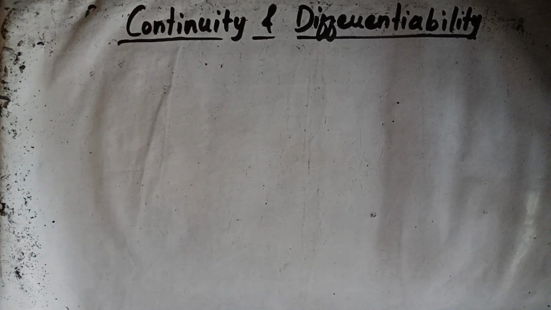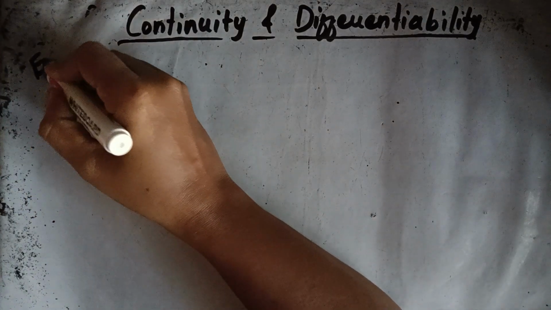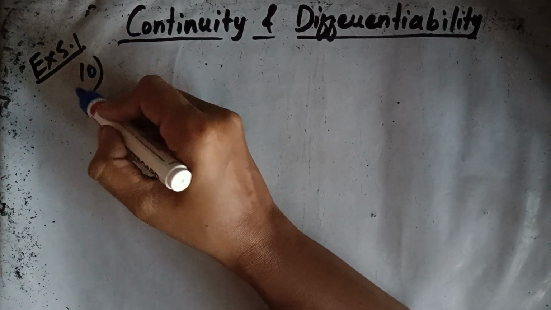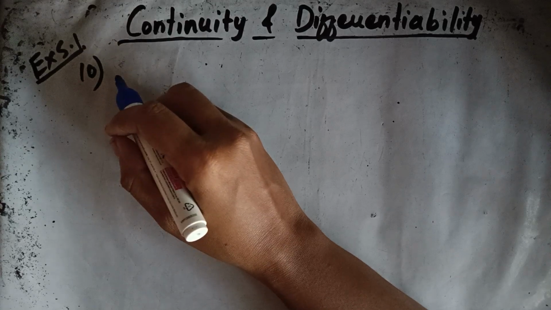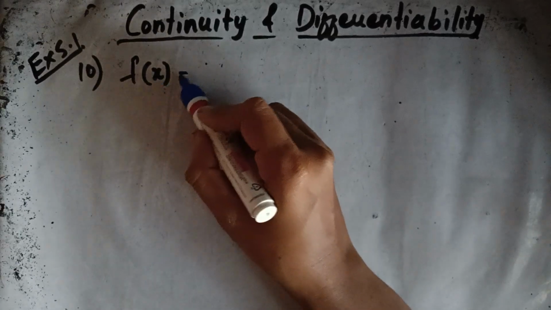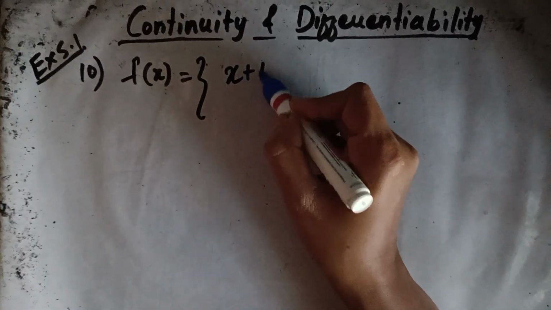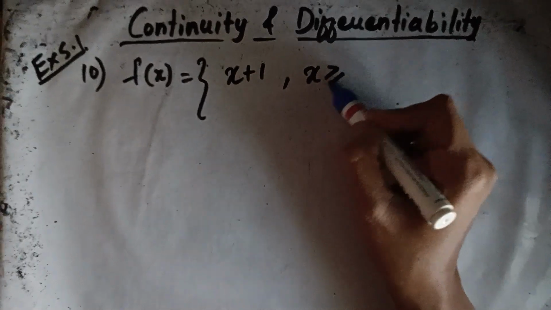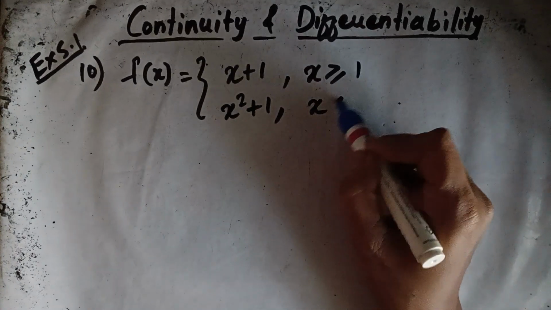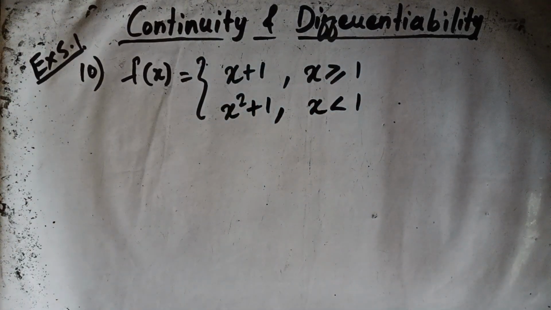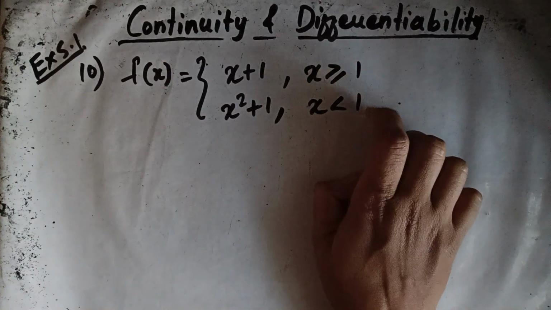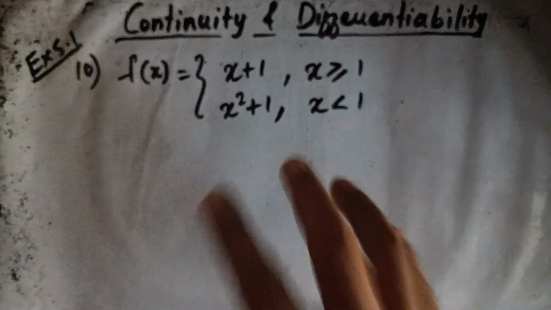Hello students, so we were doing exercise 5.1. The next question is question number 10. Find all the points of discontinuity of f, where f is defined as f of x equal to x plus 1 if x is greater than or equal to 1, and x square plus 1 if x is less than 1. So we have to find the left hand limit and right hand limit around 1.